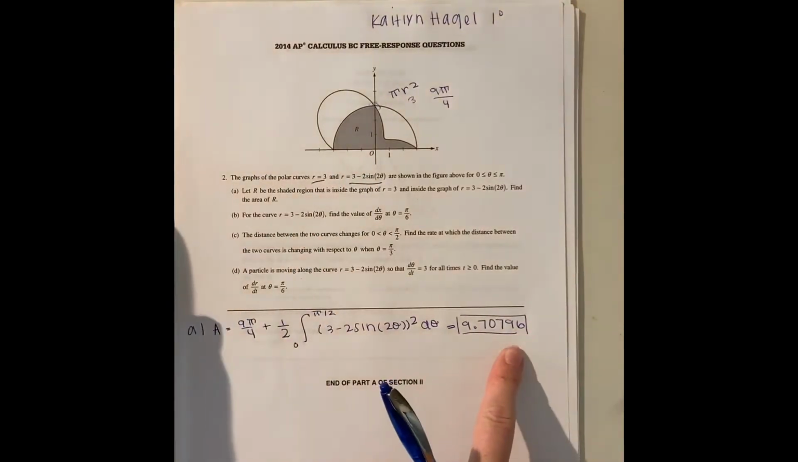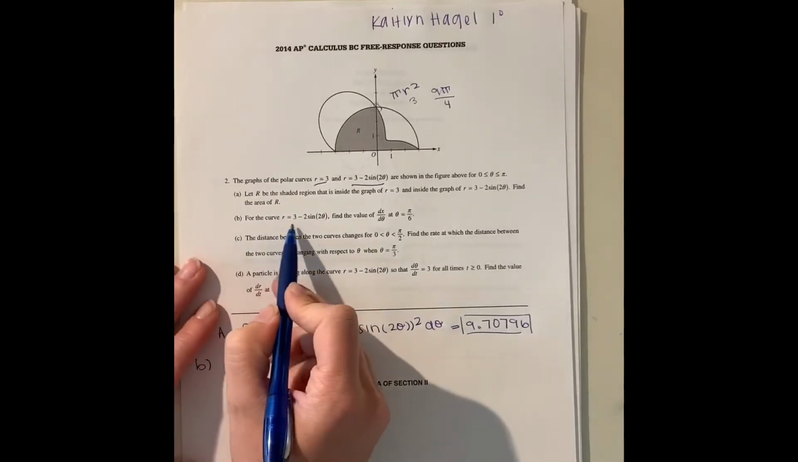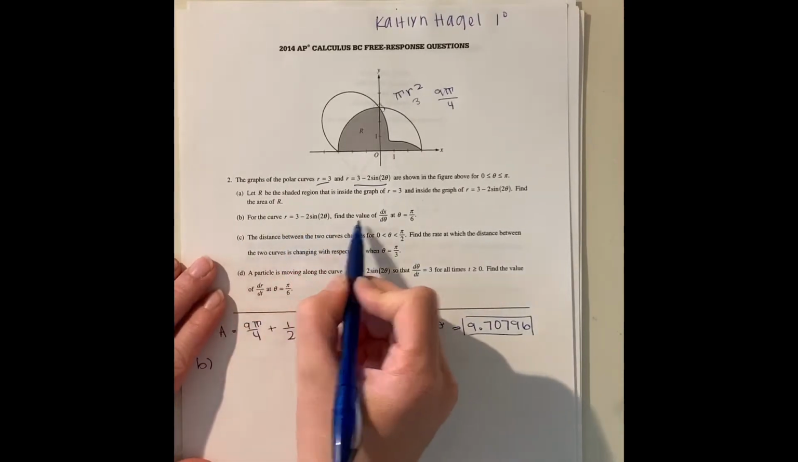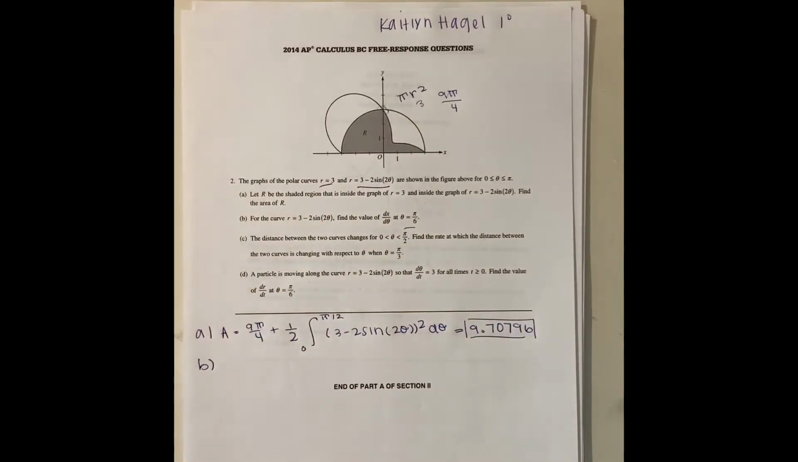That is our area of r. Next question is B. For the curve r equals 3 minus 2 sine 2 theta, find the value of dx d theta at theta equals pi over 6.